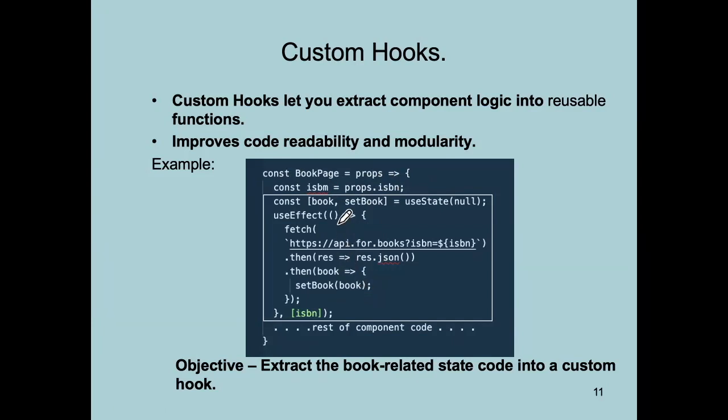Now, let's suppose there were other pages in our app that required this kind of logic as well. We don't like repeating code. So can we extract that code out of the component that we're looking at and put it into its own location? And the answer is yes. And that function that we're going to create and store that code in is an example of a custom hook.